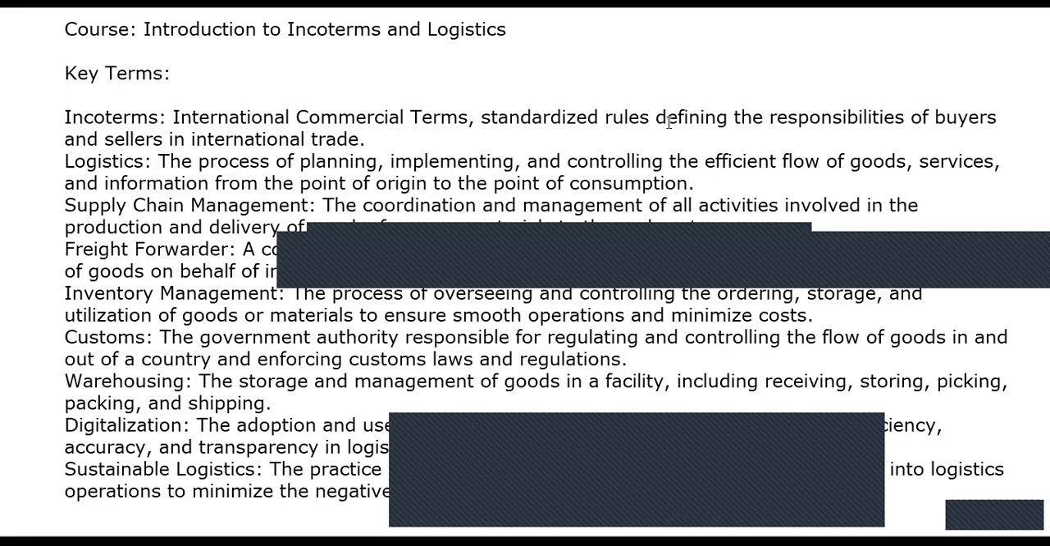For instance, the terms that we're going to use, like Incoterms, which is simply a shortcut for International Commercial Terms. So this is a standardized set of rules that define the responsibilities that buyers and sellers who engage in international trade must comply with.